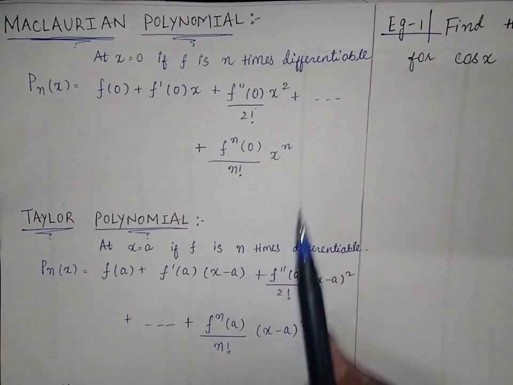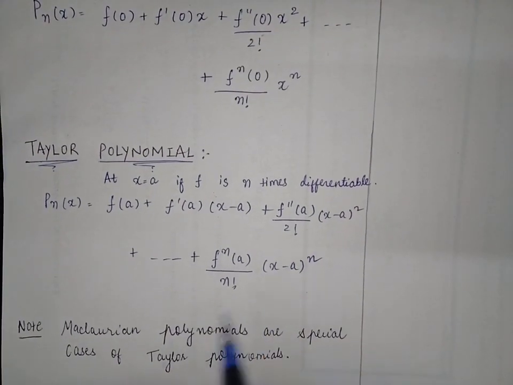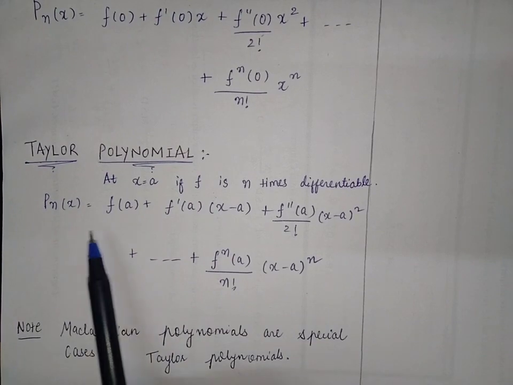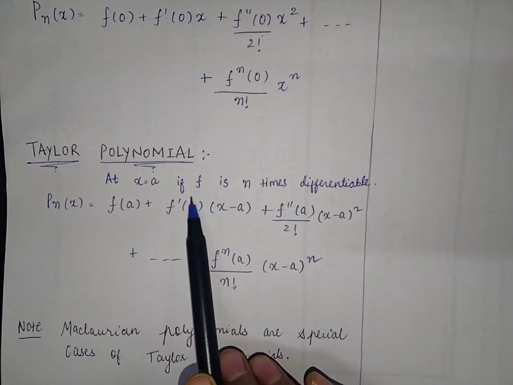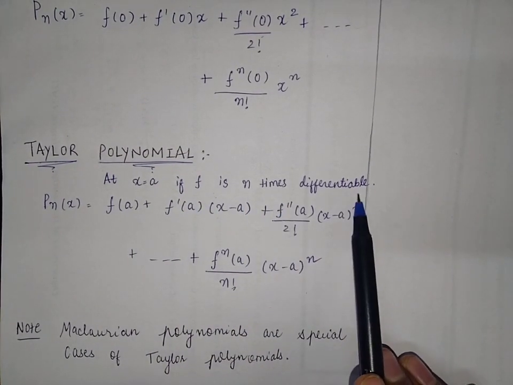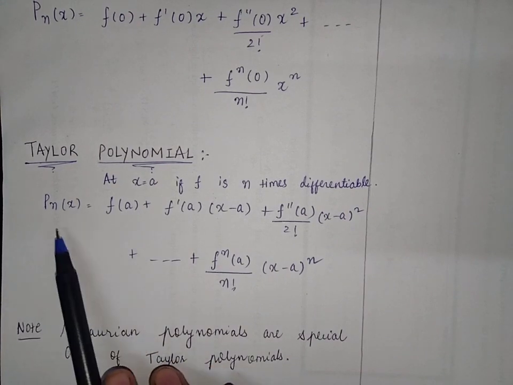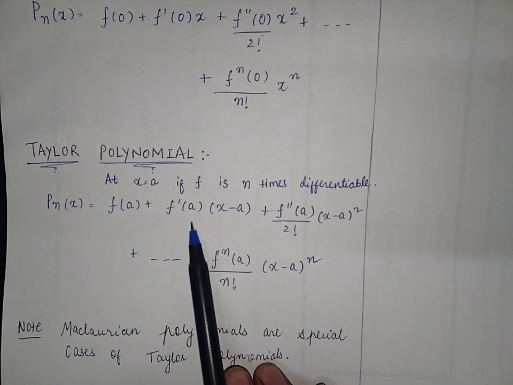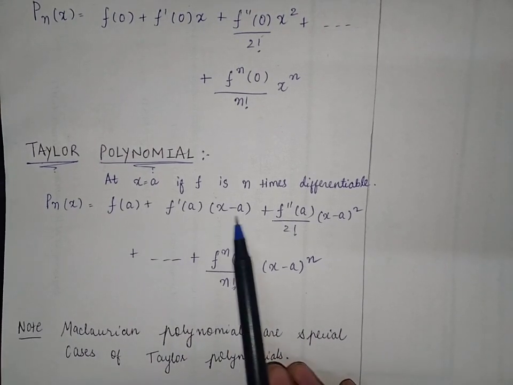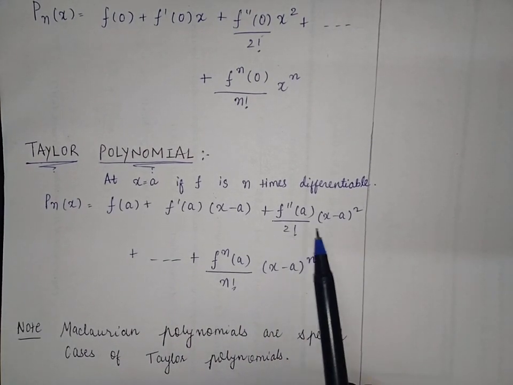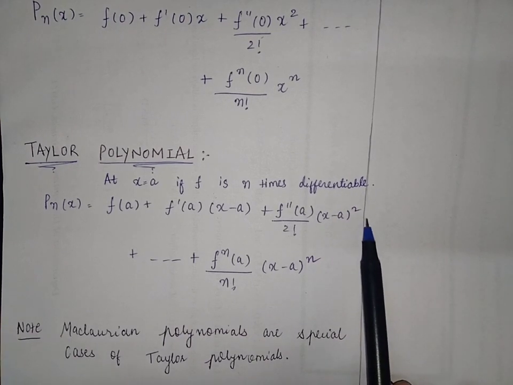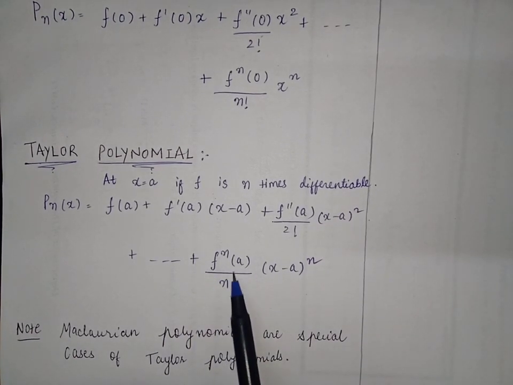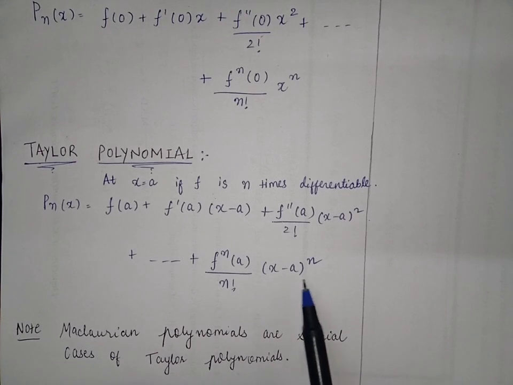Similarly, for Taylor polynomial, at x equal to a, if f is n times differentiable, then the polynomial will be f of a plus f dash of a into x minus a plus f double dash a by 2 factorial into x minus a whole square and up to f raised to n of a by n factorial into x minus a raised to n.